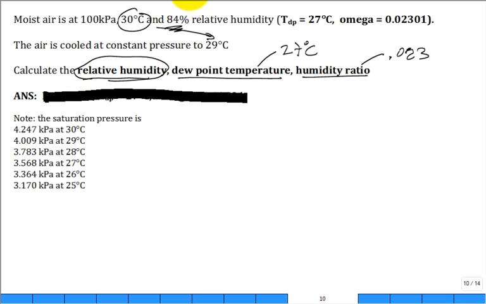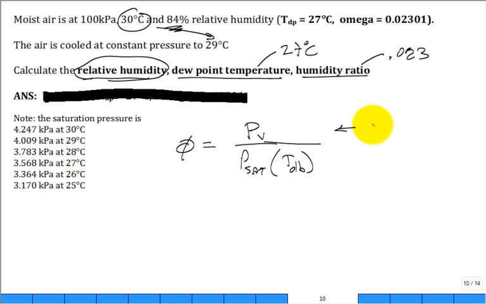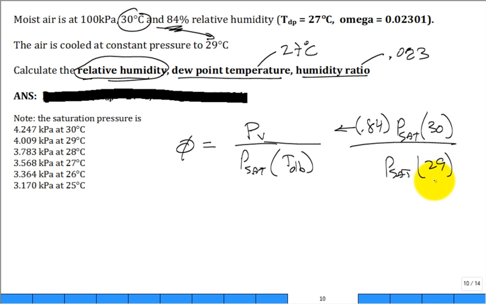So let's pick it up here. The new relative humidity will be the vapor pressure divided by that saturation pressure, Psat, at the current dry bulb temperature. And so this partial pressure is going to be the relative humidity, which we started with, 0.84, times the Psat at 30 degrees. And then what you do is you divide that by Psat at the lower 29 degrees.